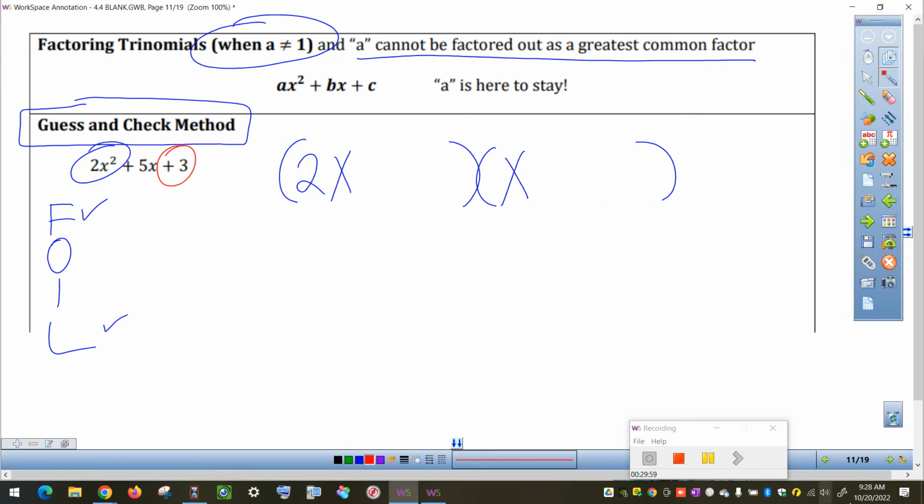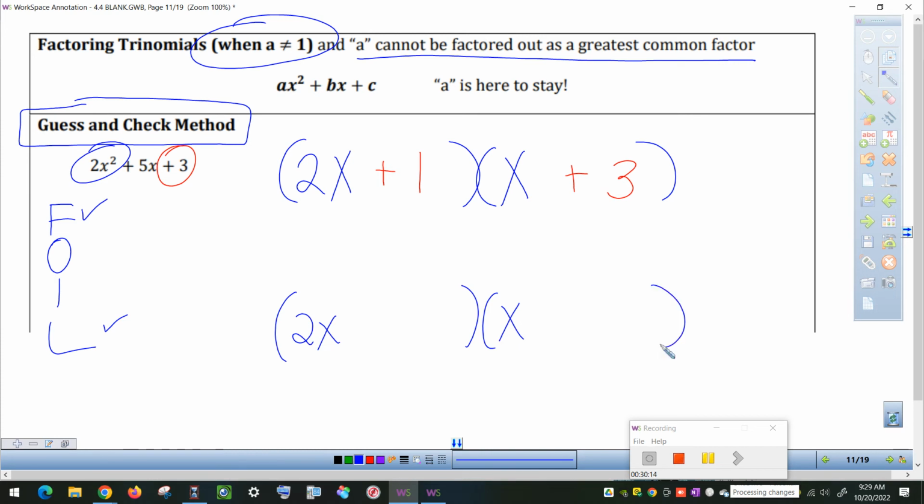Here we have two options. Here are the two options. You could put the plus 1 in the first parenthesis and the plus 3 in the second parenthesis, because 1 times 3 is 3. Or maybe it's the other way around. Maybe it's the 3 in the first one and it's the 1 in the second one. We have two options. So here, we're going to check it.